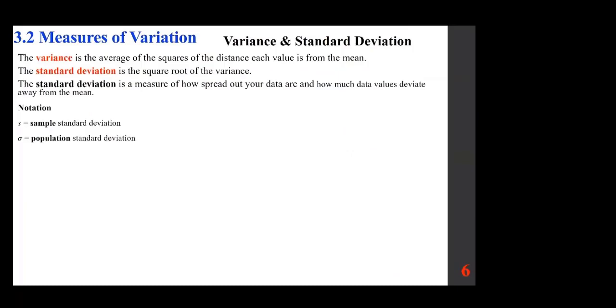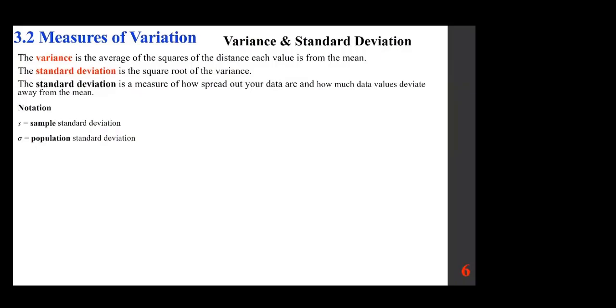The next topic is the idea of a variance. The variance is the average of the squares of the distance each value is from the mean. The standard deviation is the square root of the variance. The standard deviation is a measure of how spread out your data are and how much data values deviate away from the mean. But that's how variance works.